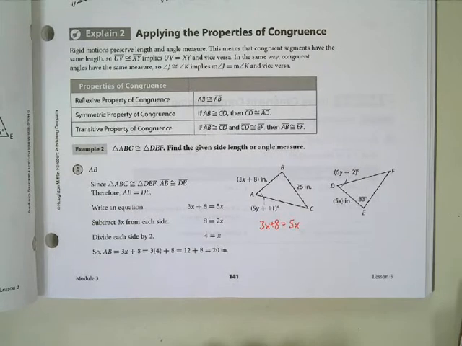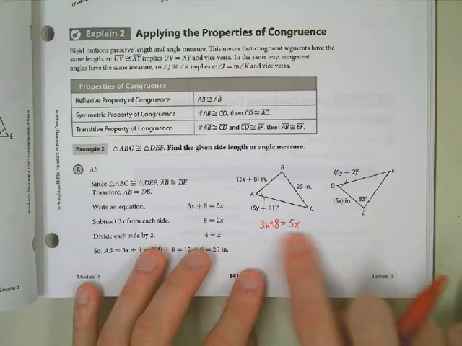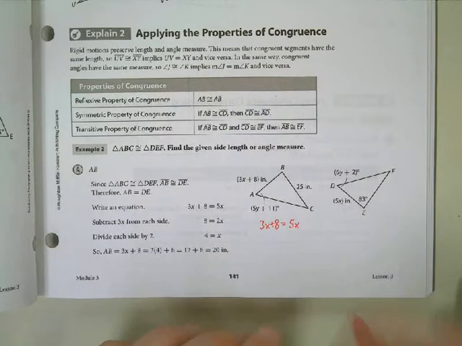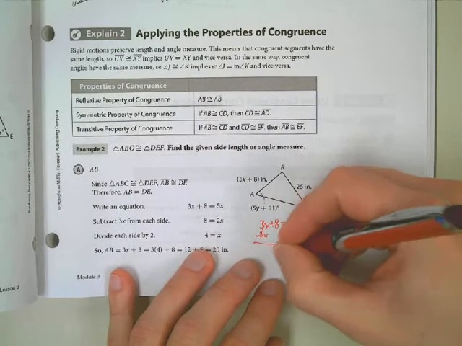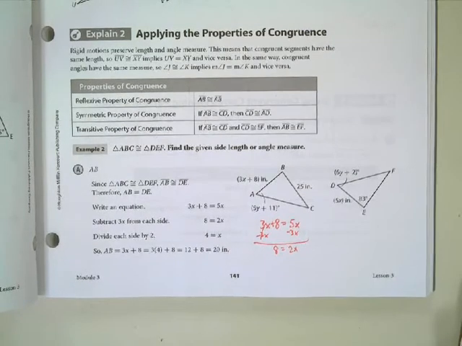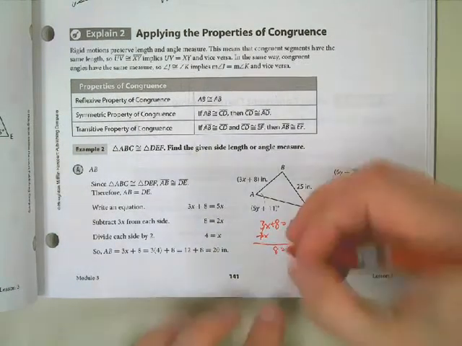So, Chardez, what would we do here to both sides to start solving? You got it, Chardez. That's right. Minus 3x from both sides. You get 8 equals 2x. And then last step there, Chardez. Divide both sides by 2. So we get x is 4.